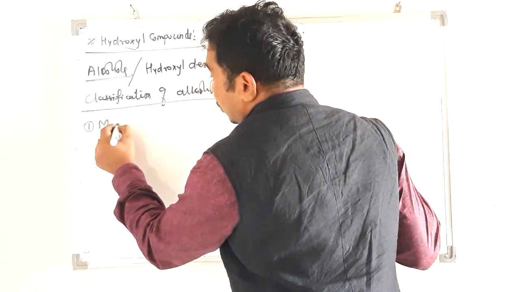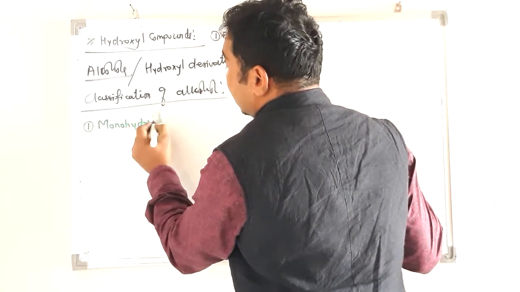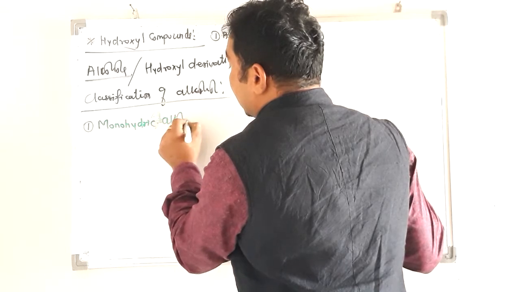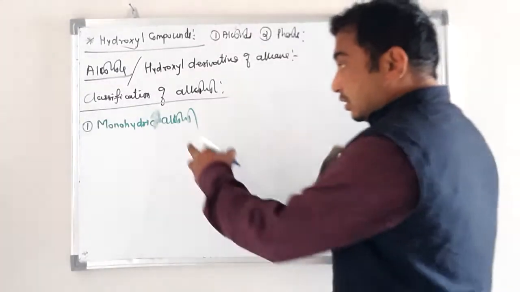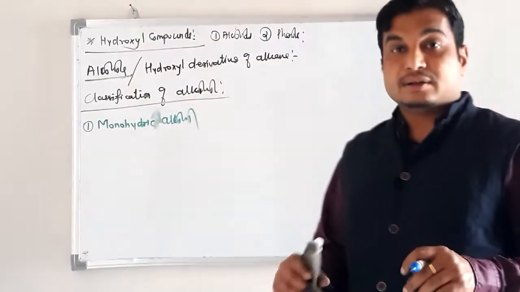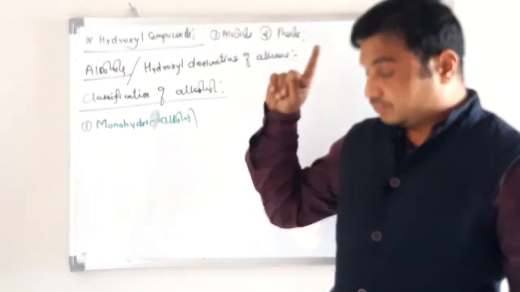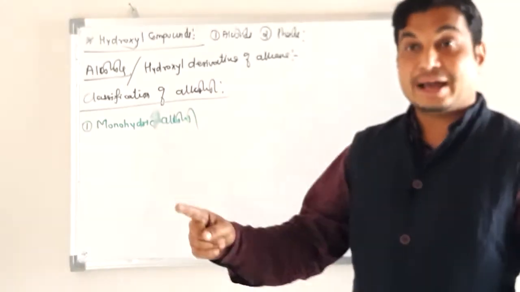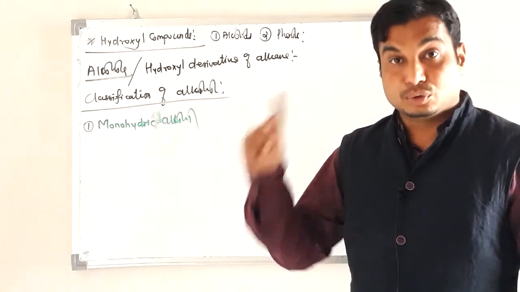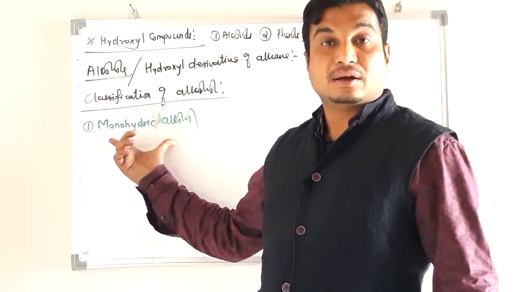One is monohydric alcohol. Monohydric means one OH group. So how is monohydric alcohol obtained? They are obtained by replacing one hydrogen atom from aliphatic hydrocarbon by one OH group, that is hydroxyl group, that is known as monohydric alcohol.